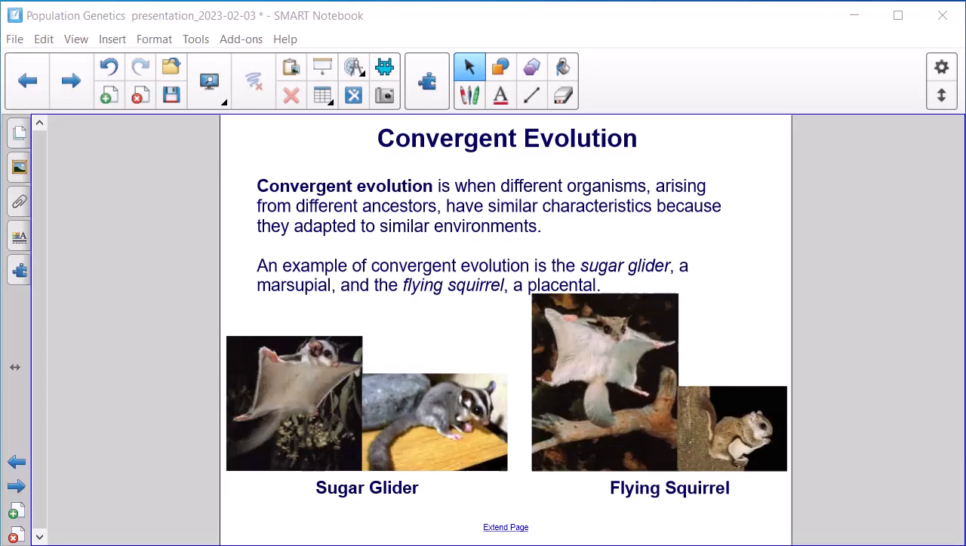Convergent evolution is when different organisms arriving from different ancestors have similar characteristics because they adapted to similar environments. An example of convergent evolution is the sugar glider, a marsupial, and the flying squirrel, a placental.